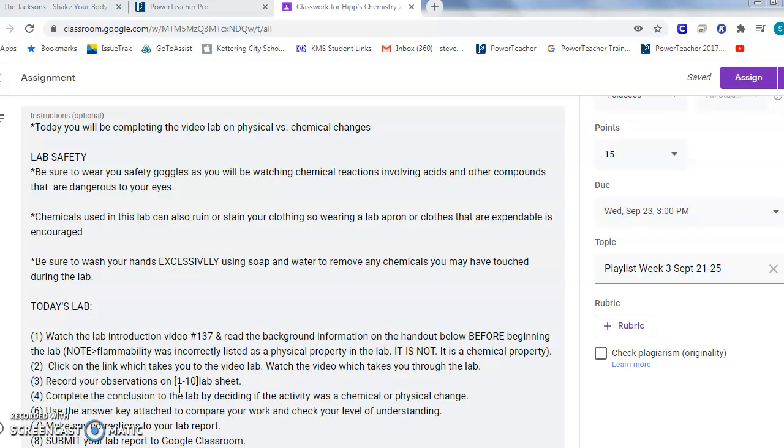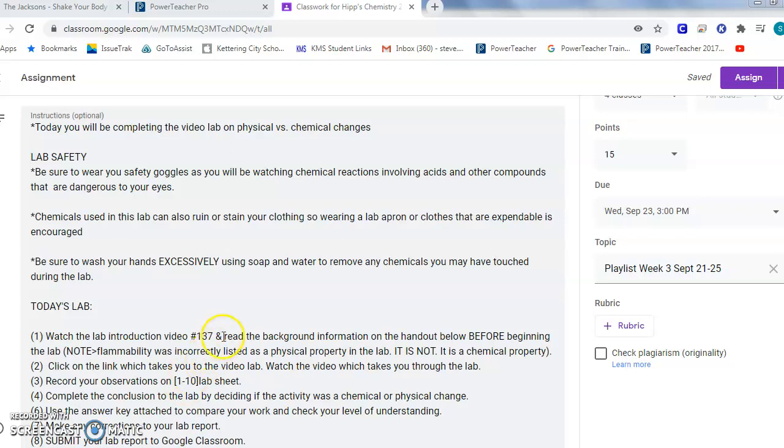After today's lab, be sure to wash your hands excessively using soap and water. Say the alphabet forwards, backwards, then say the alphabet again with lowercase letters, and then one more time backwards using uppercase letters, and perhaps one last time of washing, saying the alphabet with cursive letters. Then you'll probably have washed your hands long enough with soap and water. Again, this is a video lab.